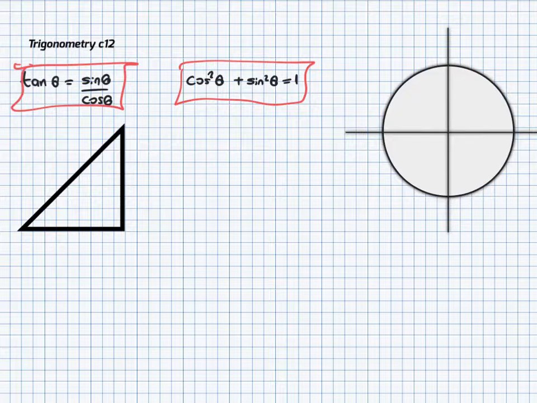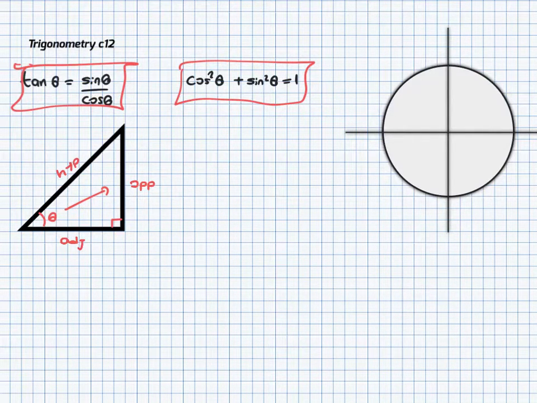Before explaining those, I want to remind you the basic ratios that you have learned in grade 9. If I label this angle with theta, assuming that this is a right angle triangle, so the opposite side I can label as opposite, and the one next to the angle as adjacent, and the longest one here as hypotenuse.